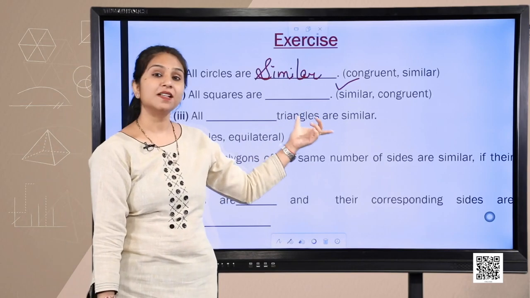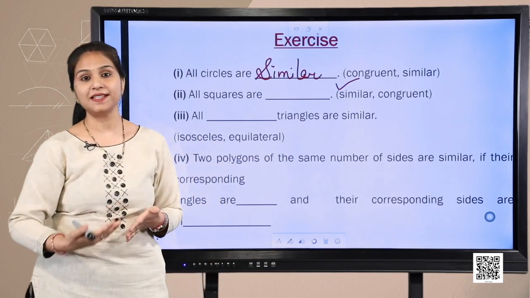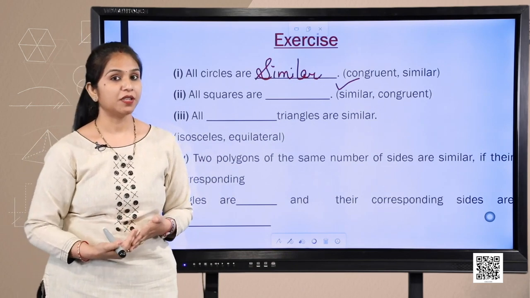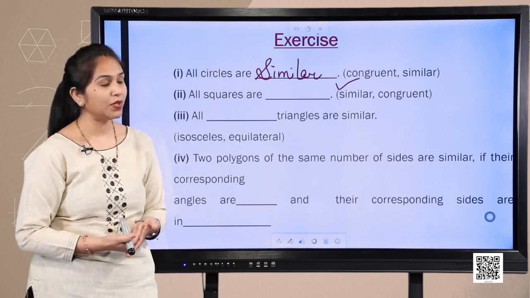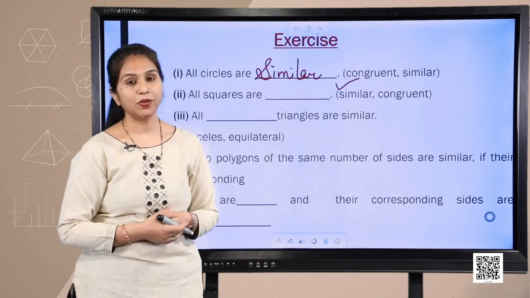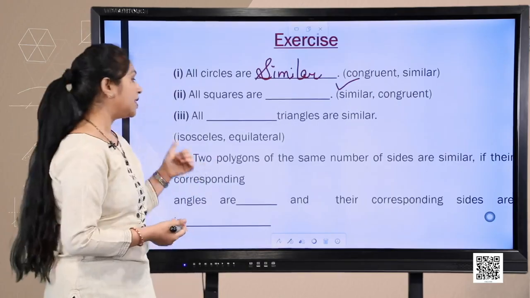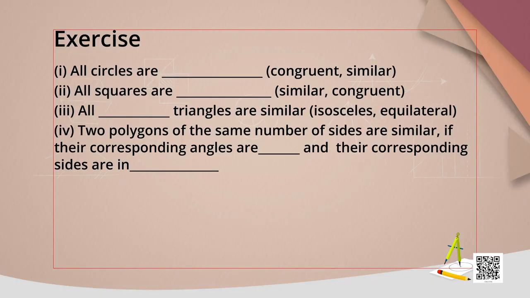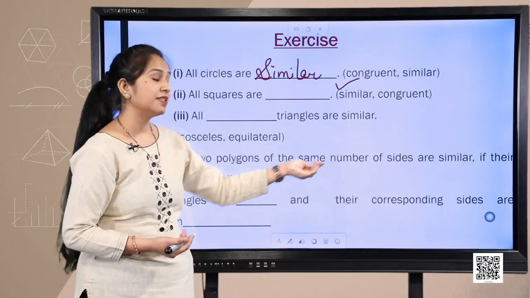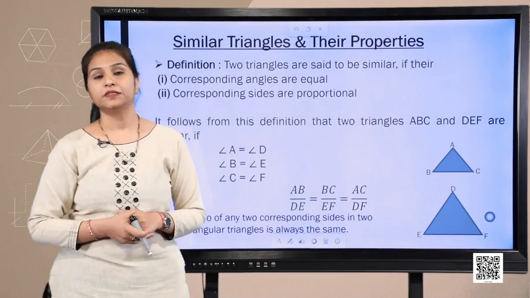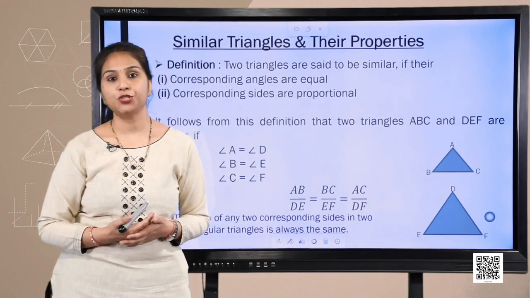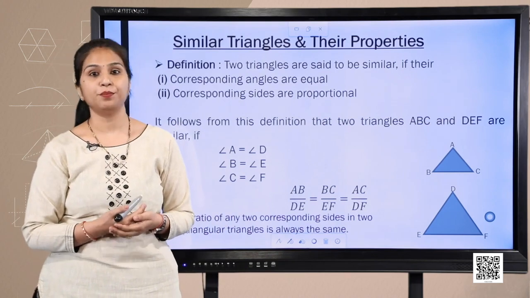All dash triangles are similar. Now the options are isosceles and equilateral. So what do you think? Which is going to be here? We know in an equilateral triangle all the sides are equal. So our answer is all equilateral triangles are similar. Last, two polygons of the same number of sides are similar if their corresponding angles are equal and their corresponding sides are in proportion. Now, we will extend our discussion to the similarity of triangles and their properties.